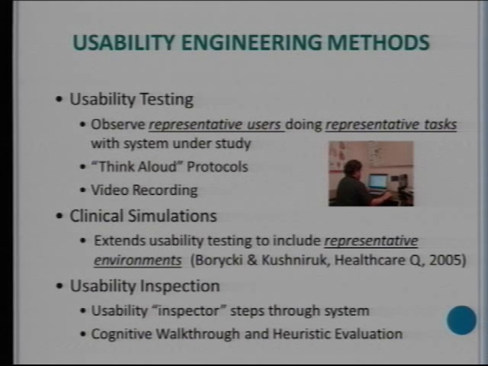The next level we'll talk about is called clinical simulations. And this is where we gave a different title to it because it's representative users doing representative tasks. I could have someone sit here and do a usability test, but if I actually have them do it in their real environment, in an operating room or in a hospital ward, we're calling those clinical simulations. And they don't have to be in a simulation lab. And we'll also argue you can do that low cost and high fidelity by taking the study into the organization.